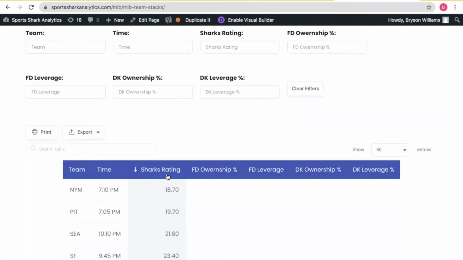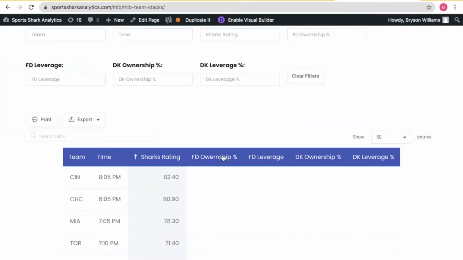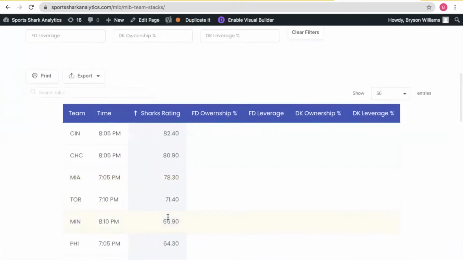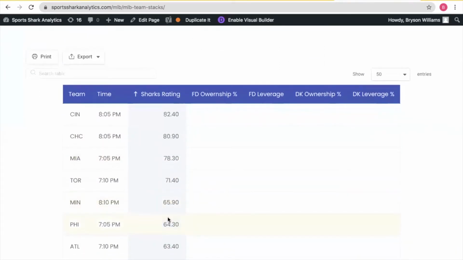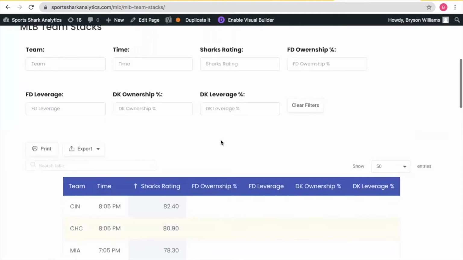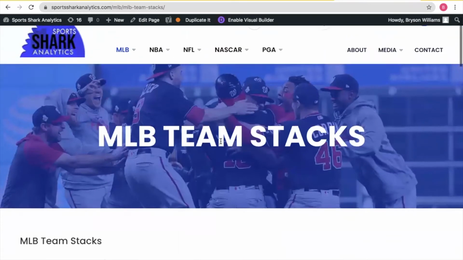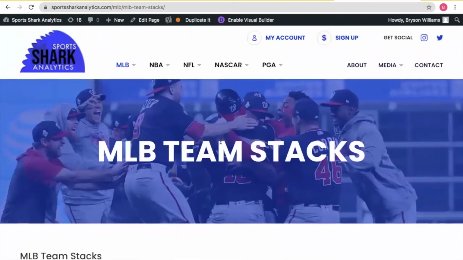So you would sort. Okay, so this is saying we're high on the Cubs, the Reds, the Marlins, and Toronto. These are pretty good stacks. Minnesota, Philly, Atlanta. Some good stats that we can look at into putting in our lineups for both FanDuel and DraftKings. See, the Reds was the highest rating, Chicago, then Miami. So it's a pretty good way to start to see what teams that you will possibly want to stack.